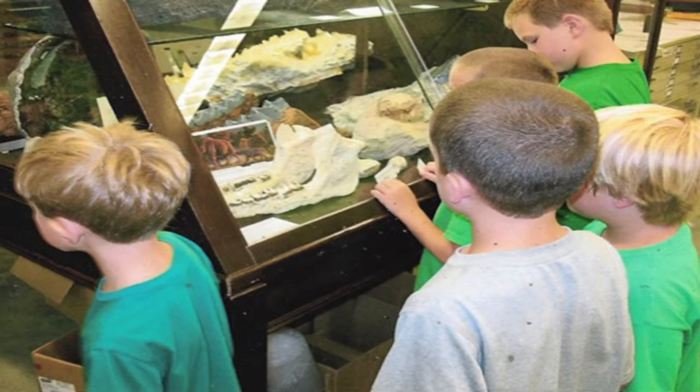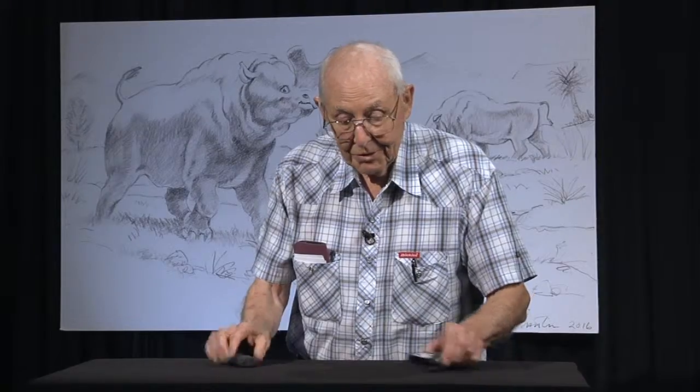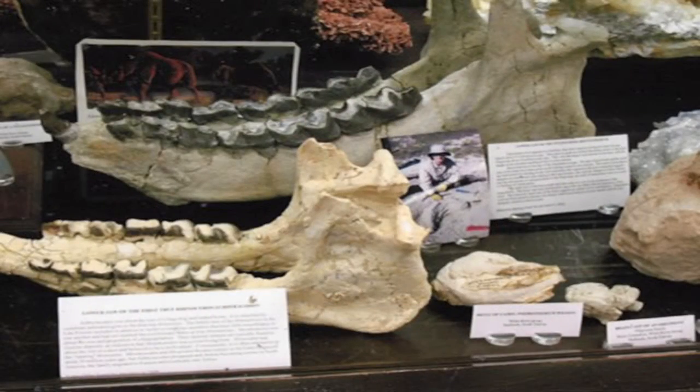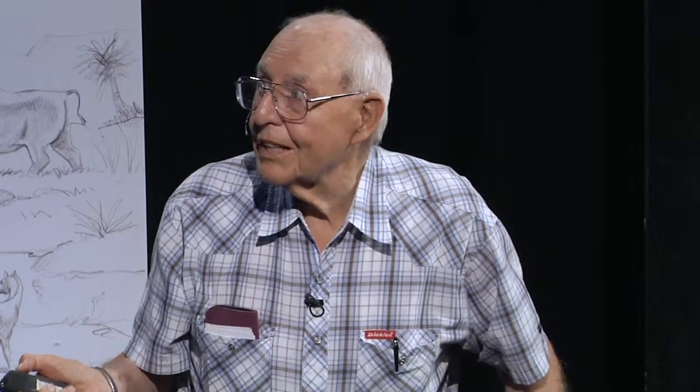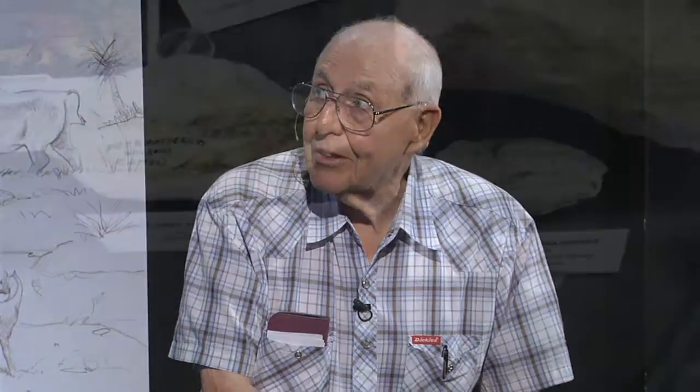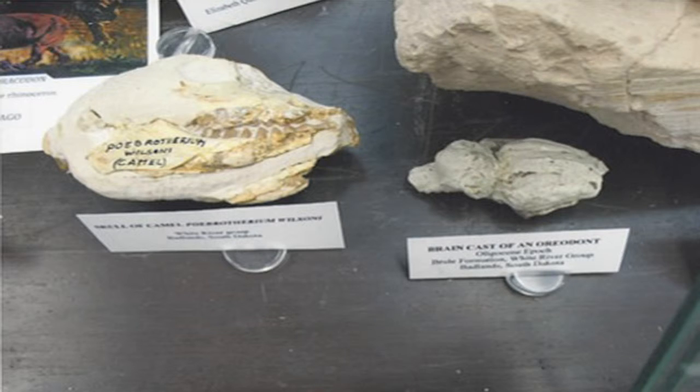And here's our case with some of the specimens in it. Here's the lower jaw of the subhydrochodon, the first true rhino, and there's some more of them in here for you. Here's subhydrochodon, and here's the lower jaw. This is the one that Benjamin found out there. It's been prepared, and it's in our museum. Here's the skull of a camel and a cast of an oreodont, and we got a few more things in there. So this is what you see when you come to our museum. Well, there's the camel and the brain case in here.